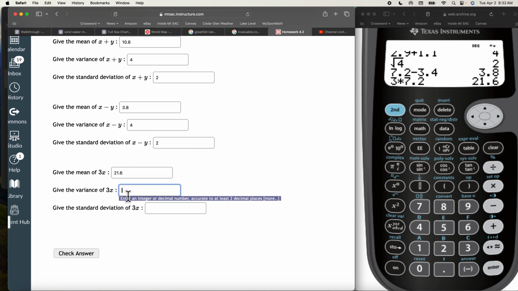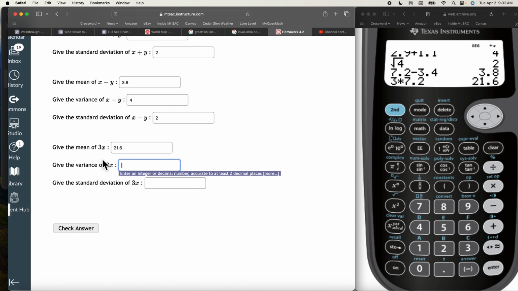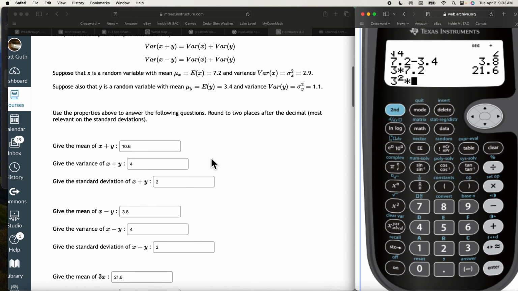Now, the variance of 3x would be, if you look at the formula here, the variance of kx is k squared times the variance of x. So the variance of 3x would be 3 squared. Let me clear that. So I'm doing 3 squared times the variance of x. And the variance of x up here was, I've got it written down somewhere, but right here, variance of x is 2.9. So we have to do 3 squared times 2.9. And so that's going to be pretty big, 26.1.